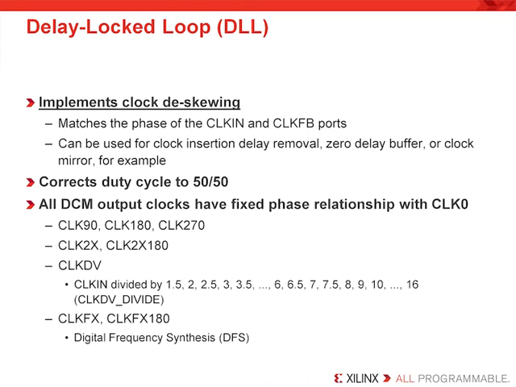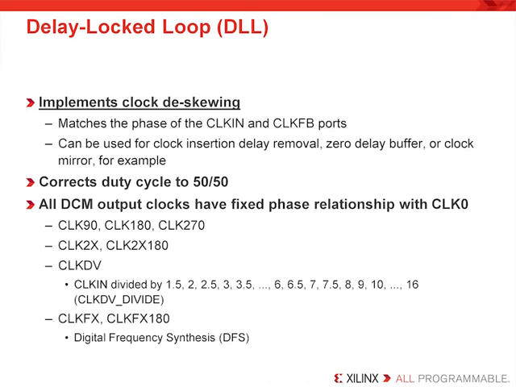All DCM output clocks have a fixed phase relationship with clock 0. So there's a clock 90, clock 180, and clock 270 phase shifted outputs automatically available. Likewise, there's a multiply by 2 and multiply by 2 phase shift by 180 that is also available to you if you would so desire. You also have a programmable clock divide, and this will divide your clock input by some number, integer results as well as small fractional results, so you can divide by 1.5, 2, 2.5, 3, 3.5, etc., all the way up to 16. So again, to find out all the complete values, you can either go to the architecture wizard and try and build it and see what values are available to you, or go to the user guide.